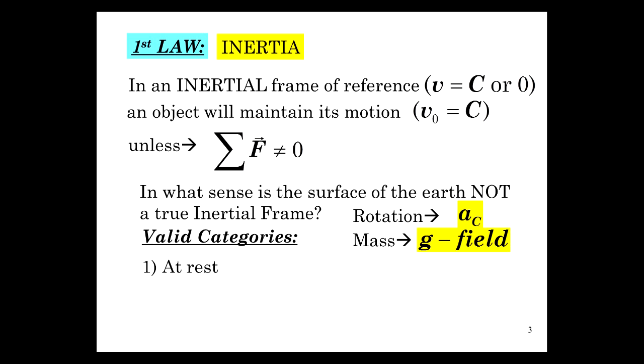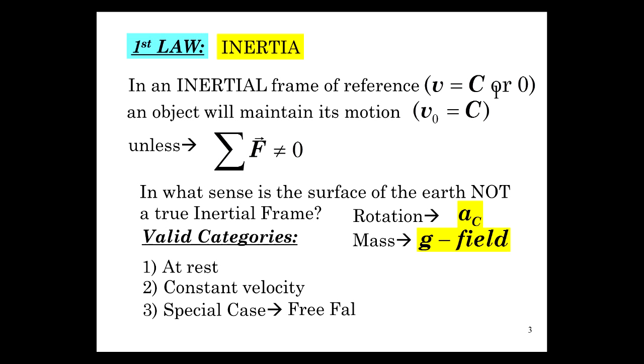The valid categories are when you are at rest, constant velocity, or the special case, surface of the Earth, when you are in the condition of free fall. And the reason why being in free fall reestablishes that reference frame as being inertial is that you are basically eliminating the G field. If you are freely falling under the influence of gravity, then the effects of gravity in that reference frame you are in are not manifested.